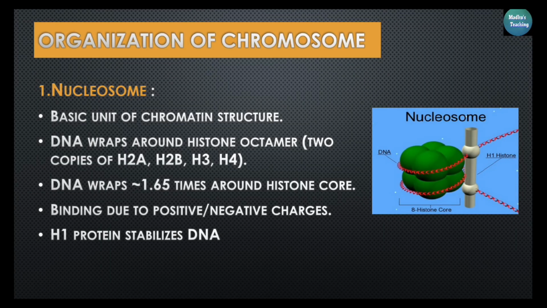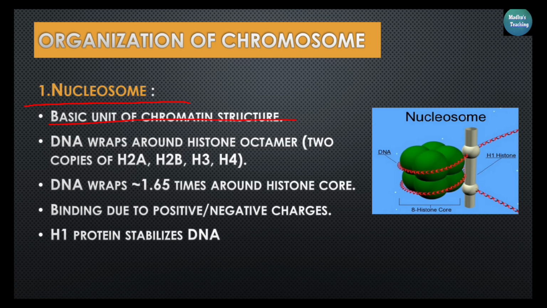Next, organization of chromosome. There are many levels of organization. Organization of chromosome is a highly structured and compact arrangement that allows the long DNA molecules to fit within the cell nucleus while maintaining accessibility for gene expression, replication and repair also. The first level of organization of chromosome is the nucleosome structure, and it is the basic unit of chromatin structure.